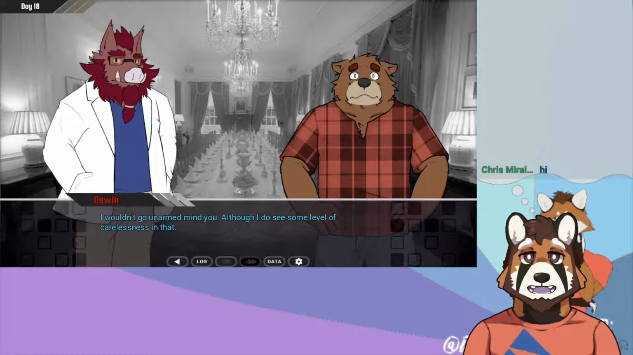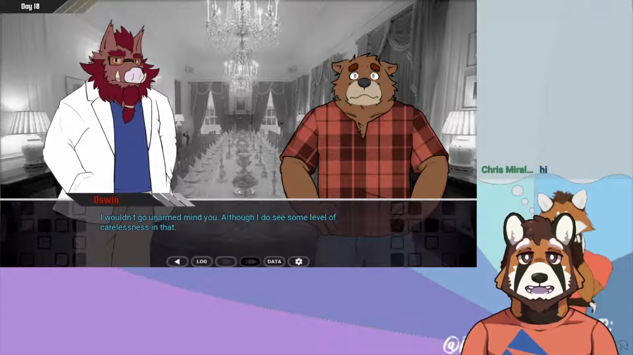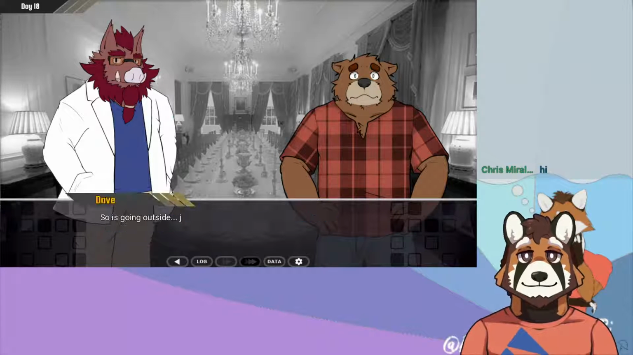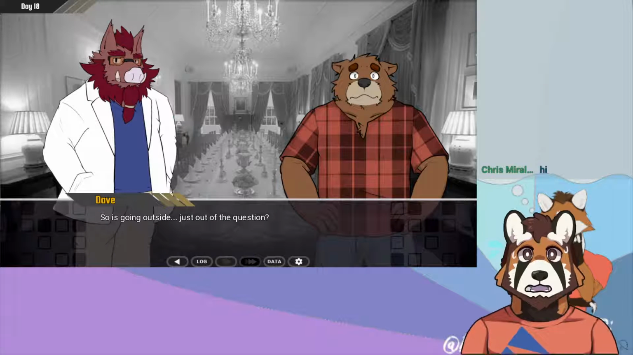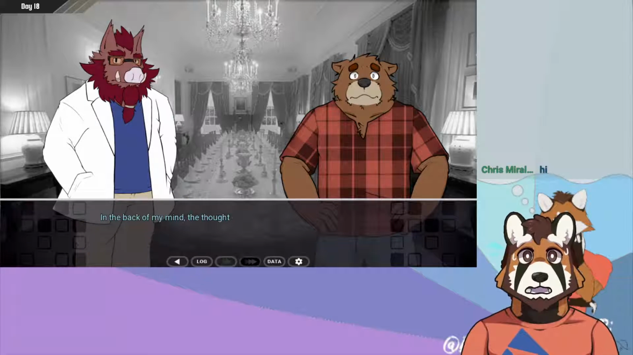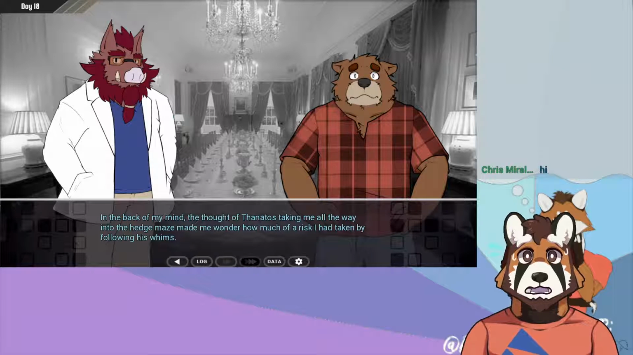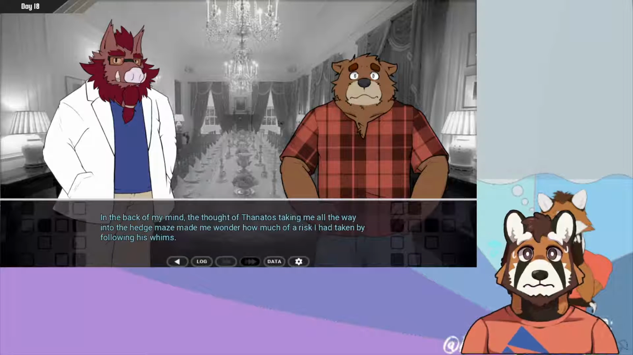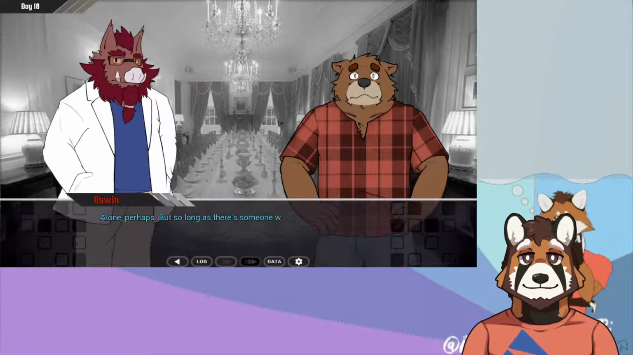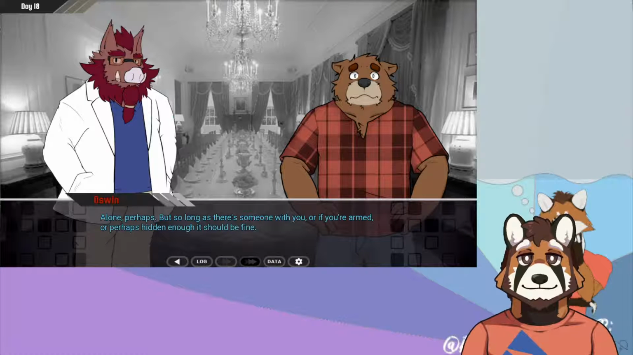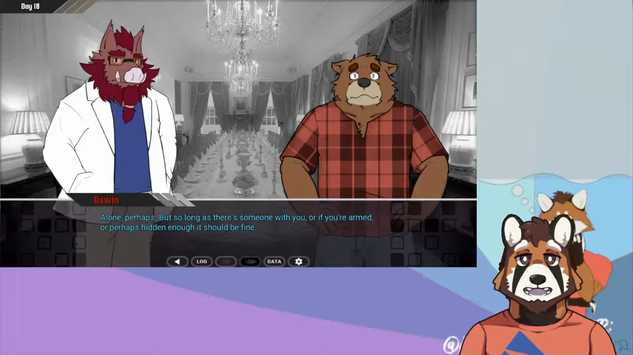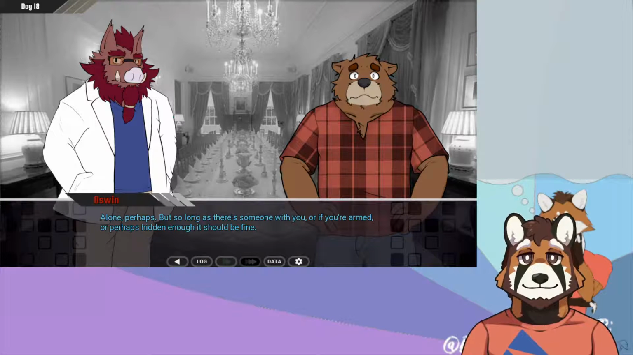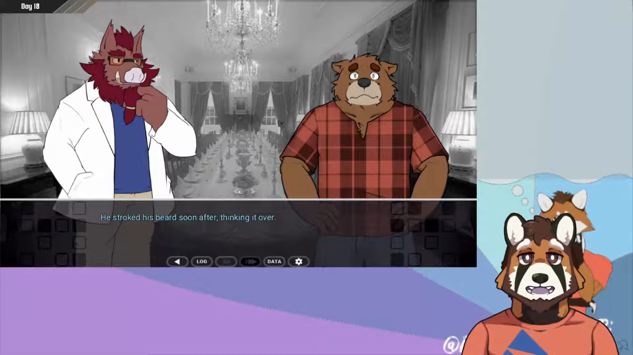I wouldn't go unarmed, mind you, although I do see some level of carelessness in that. So is going outside just out of the question? In the back of my mind, the thought of Thanatos taking me all the way into the hedge maze made me wonder how much of a risk I had taken following his whims. Alone, perhaps. But so long as there's someone with you, or if you're armed, or perhaps hidden enough, it should be fine. He stroked his beard soon after, thinking it over.